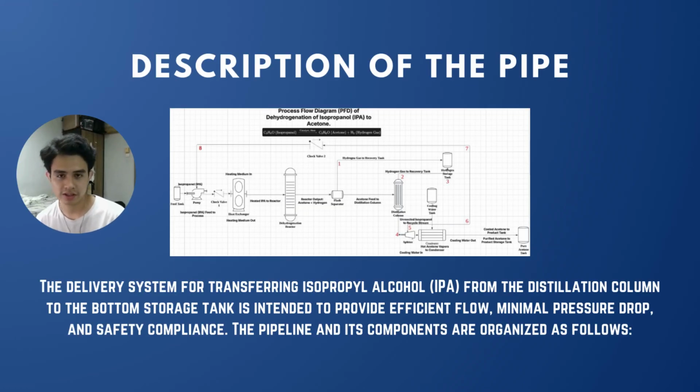Hello, my name is Johan Raslan, and now I will be telling you about the description of the pipe. The delivery system for transferring isopropyl alcohol from the distillation column to the bottom storage tank is intended to provide efficient flow, minimal pressure drop, and safety compliance. The pipeline and its components are organized as follows.